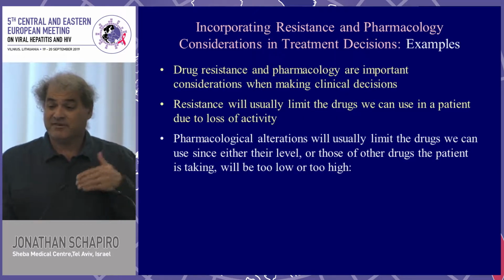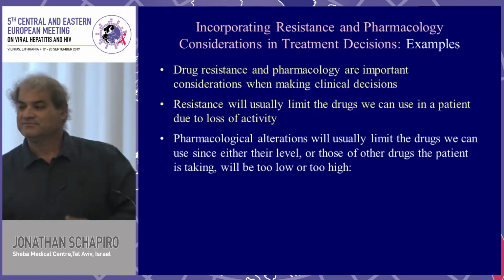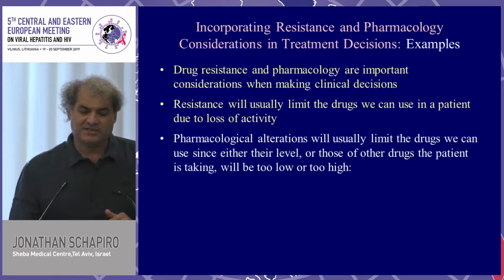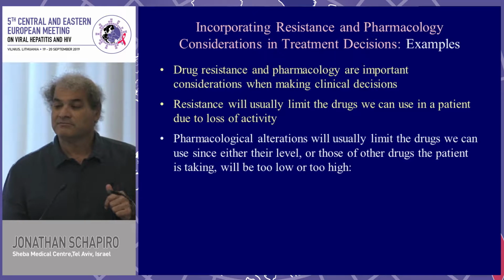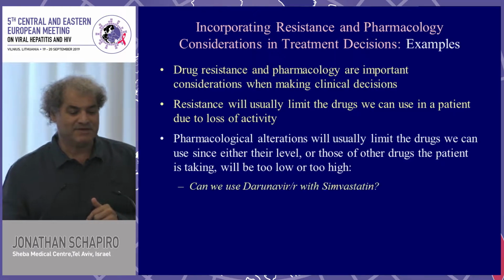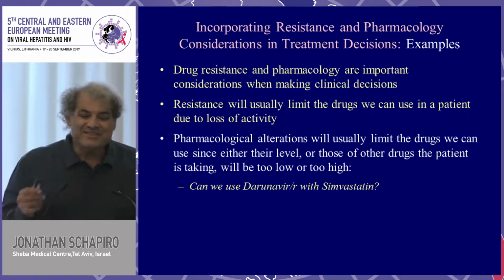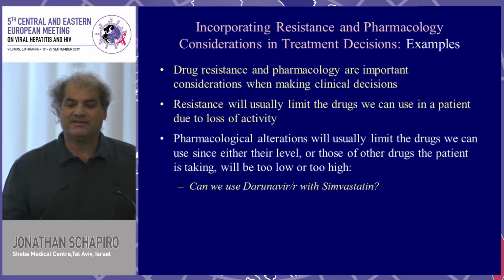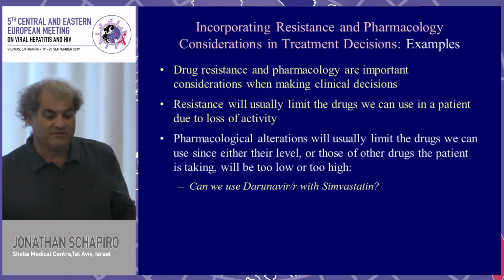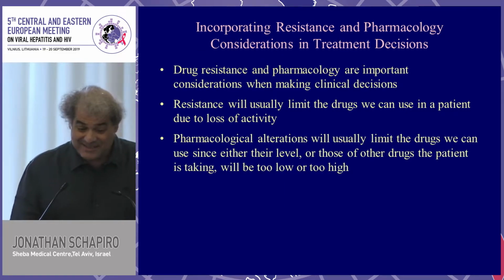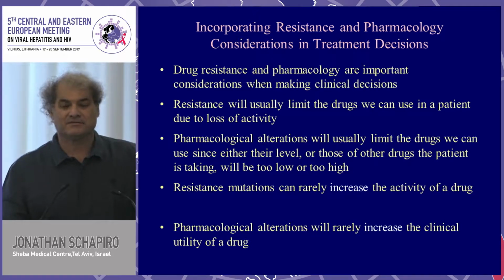And of course, we also have pharmacological considerations. If I have a patient who's getting simvastatin, one of our older lipid-lowering agents, and I want to start that patient now on darunavir or ritonavir, can I do it? Right. I can't do it, because what's going to happen to the levels of simvastatin? They're going to go way up, and we can get toxicity. So these are situations where we're being limited, and that's what usually happens in our clinical considerations when we're looking at resistance in pharmacology. Now, in rare cases, resistance in pharmacology actually can increase our options.